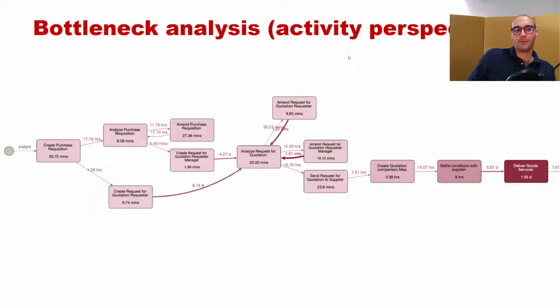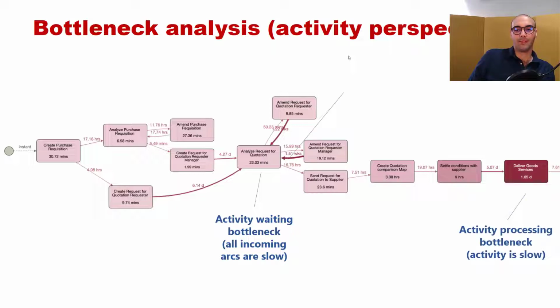There are several types of bottleneck analysis. The first one is the activity waiting bottleneck, which is an activity where all the incoming arcs are very long. They take a very long time. The second type is the activity processing bottleneck, which is an activity that takes a very long time to execute. The third type is a transition waiting bottleneck, which happens between two different teams, when switching from one team to the other.